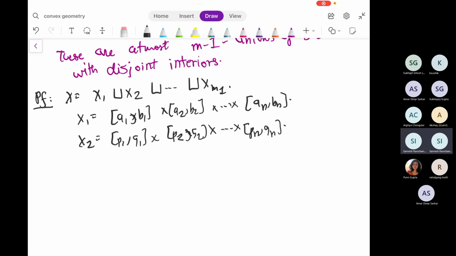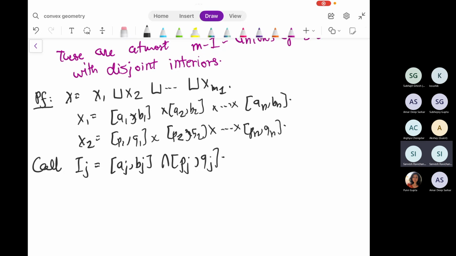Right? Now, what I will do is the following. We know that X1 and X2 have disjoint interiors. Now, because they have disjoint interiors, there is a certain direction in which that disjoint interior property is violated, in the sense that their intersections would have measure 0 in that particular coordinate direction. So to assert that formally, you call Ij the following quantity: Aj, Bj intersection Pj, Qj. So this is basically trying to capture whether or not X1 and X2 intersect in a certain coordinate direction, right?